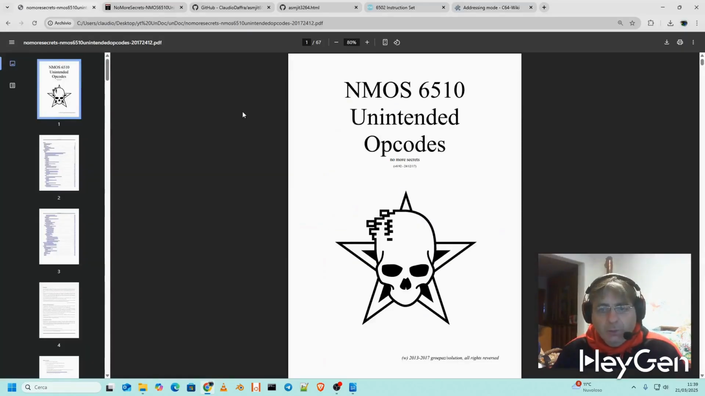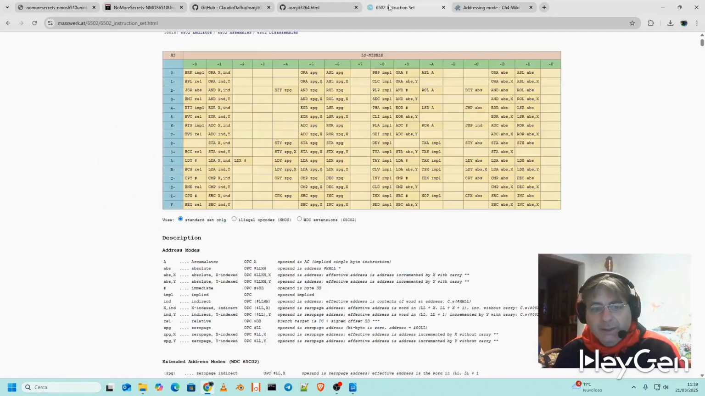A substantial amount of work was done by Wolfgang Lorenz, as we can see in the NMOS 6510 unintended opcodes document, where the work was continued. We have the edition from the year 2017. It is a fairly comprehensive paper that describes all these commands and illustrates their characteristics, addressing modes, and possible uses. Obviously, how are these instructions discovered?